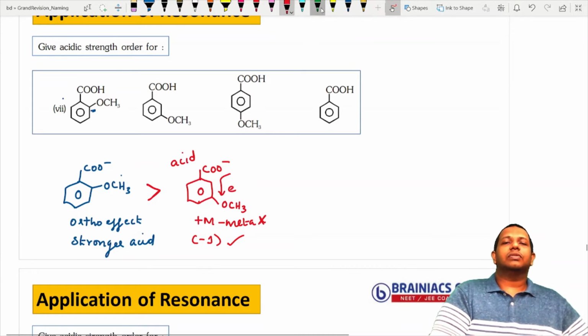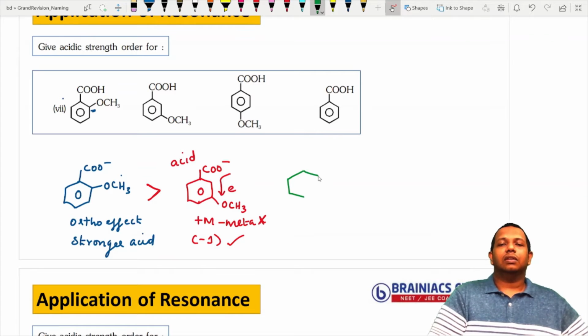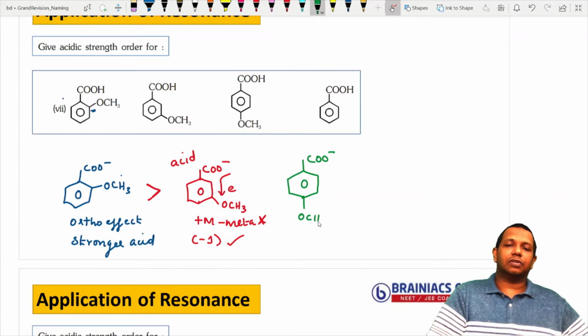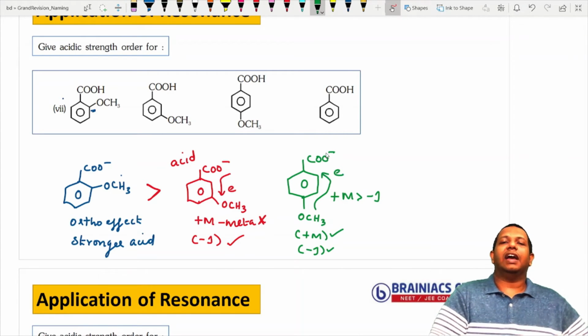Now next comes OCH3 at the para position. Let's see. So when it is at the para position, again you can say COO minus, and you have OCH3 at the para position. So OCH3 at the para position has the plus M effect now applicable, and the minus I effect is also applicable, but we know plus M is dominant over minus I. So electrons will move in this direction, and the minus charge density over here increases, making it a very bad acid.